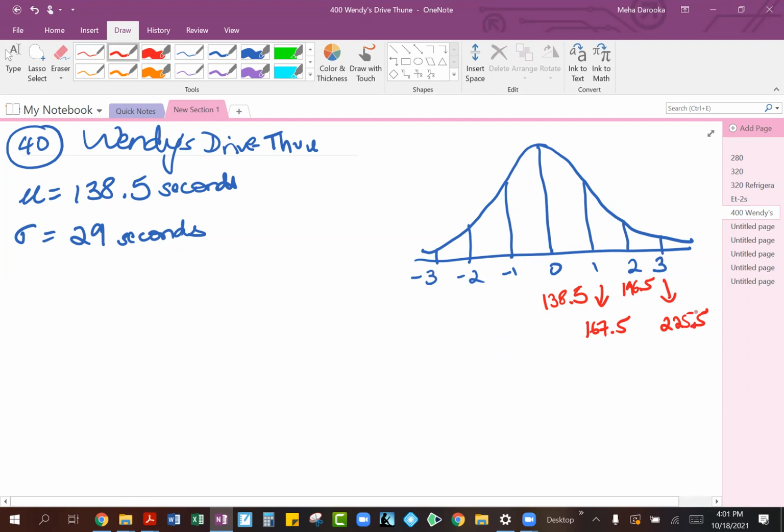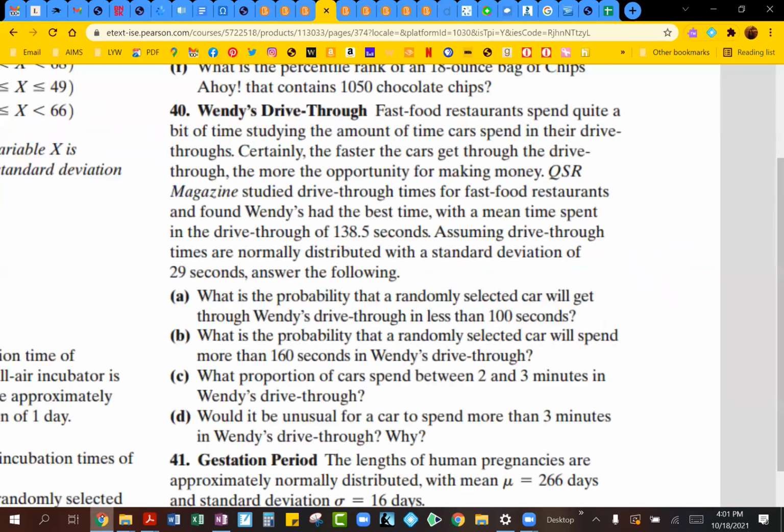Now, what about below? 1 would be 109.5. Okay. 2 would be 138. Oh wait, I think sorry. I added it instead of subtracting. Yeah, the other direction. Yeah. 2 would be 80.5. All right, very good. And 3 would be 51.5. All right, perfect. So once we have these numbers, then we can start looking at these questions.